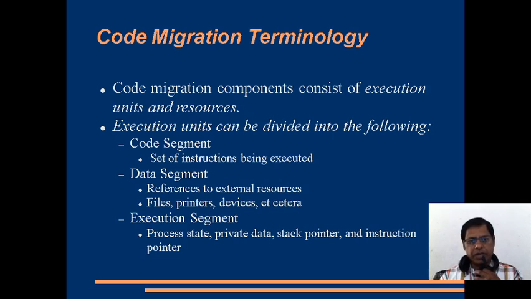Code migration components consist of execution units and resources. Generally it will have the execution units and resources. They get resources from person to person by migrating, and they continue working on them, adding some more to what they received, and they go for the execution of that unit.